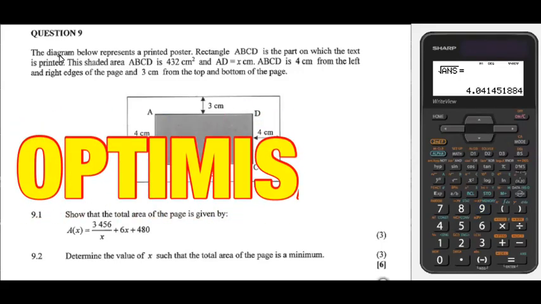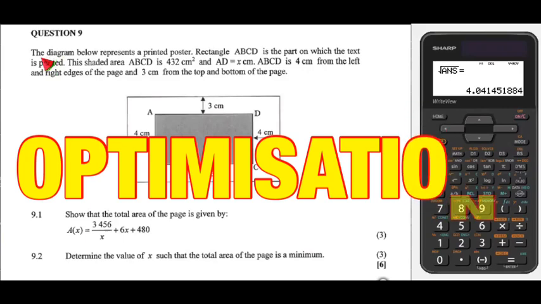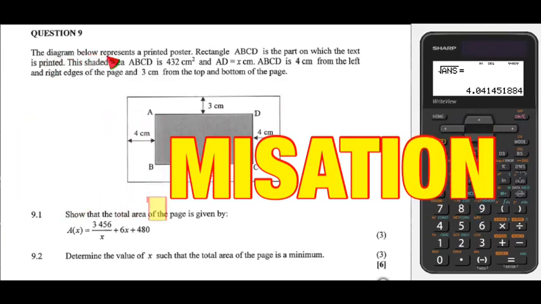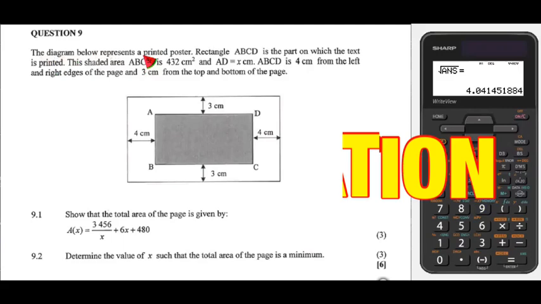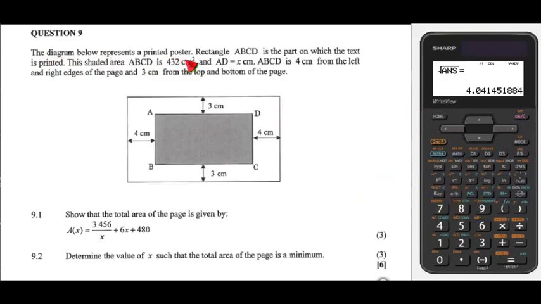Question number 9, optimization. The diagram below represents a printed poster. Rectangle ABCD, the shaded one, is the part on which the text is printed. The printing is on a gray area. This shaded area ABCD is that much.